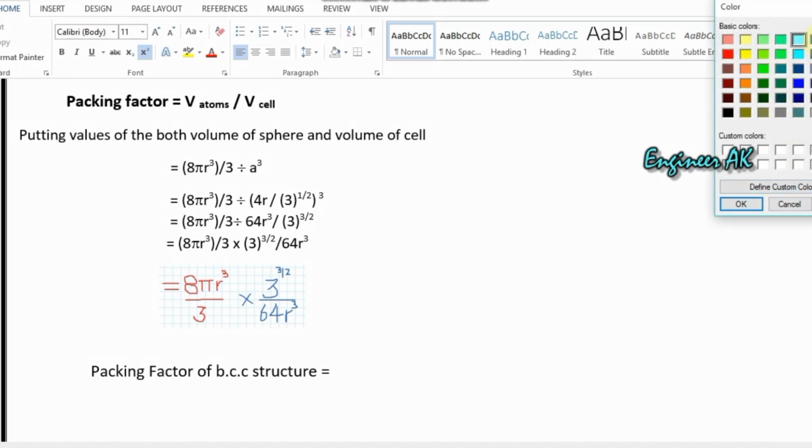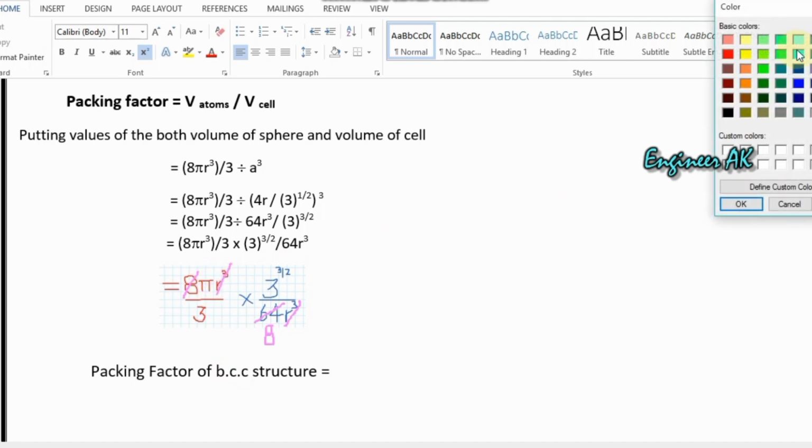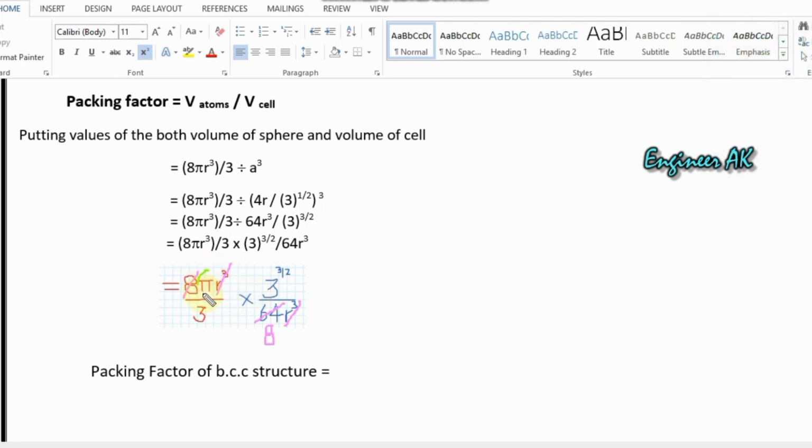Okay, so this 8 will cancel out with this 64, and here I am just left with 8. This R will be cancelled out with this R, and we will be left with the pi here. So here I am just left with pi, and here 3 power 3 by 2, and 3 and 8. So let me plug in the values and see what we get. I will be left with pi, 3 power 3 by 2, and 8 multiplied by 3.